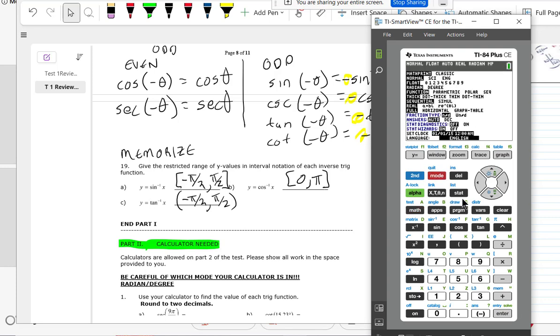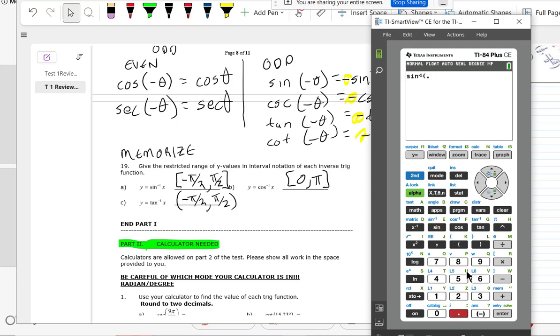Press the mode button. It's just easier for you to see this in degrees than in radians, so this is what I'm going to show you. If I do an inverse sine by pressing second sine, I'm going to put some numbers in and show you what happens. If I just put 0.5, that gives you a 30-degree angle.